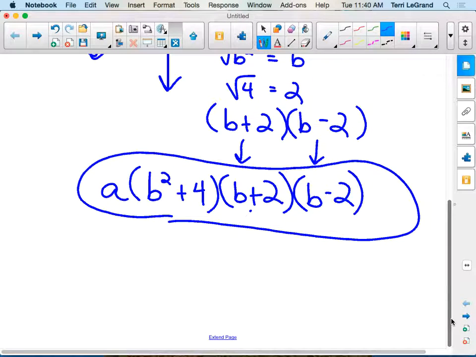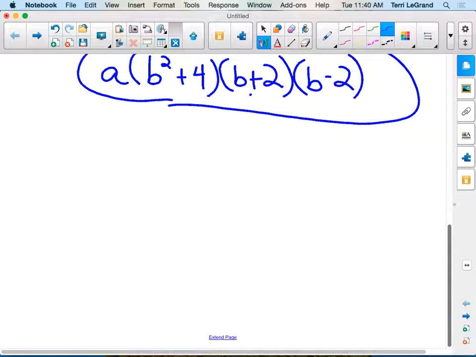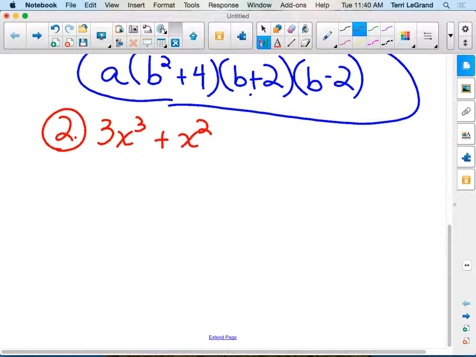Okay, then let's go try a second one. Number 2. Write down the following polynomial: 3x cubed plus x squared minus 12x minus 4. Well, first thing we might want to do is change this to add the opposite, correct? That's our first move.